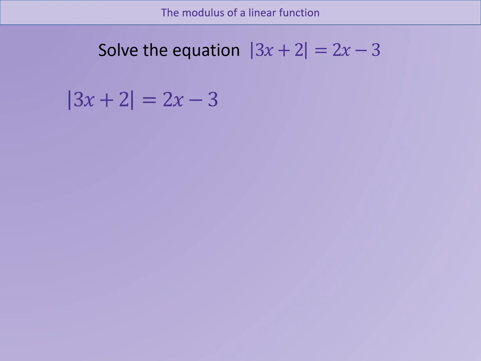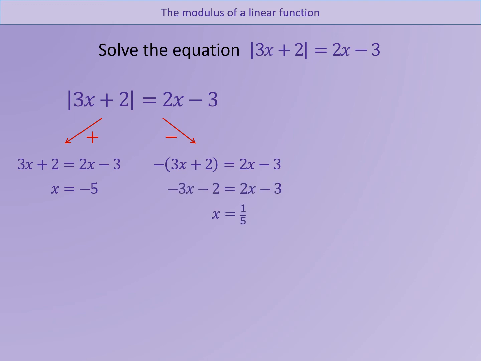Okay, so let's have a look. You started off with mod 3x plus 2 equals 2x minus 3. You decided that you want to take the positive answer. Great. So 3x plus 2 equals 2x minus 3, and we end up with x equals minus 5. Nice and easy. Then you take the minus answer, a little bit more work. Minus 3x minus 2 equals 2x minus 3. You expand that out, simplify it, and you've got x equals a fifth.